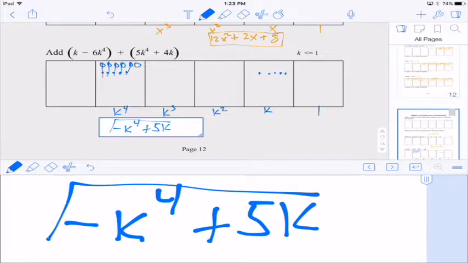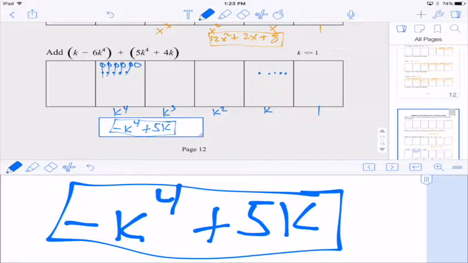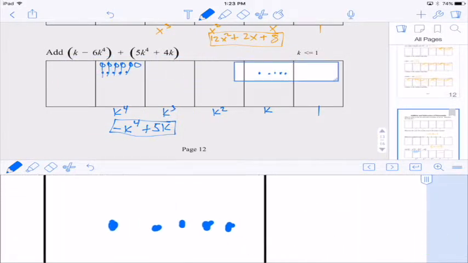That's it. Adding's pretty easy. You either have your dots or your anti-dots, and you just put them together.